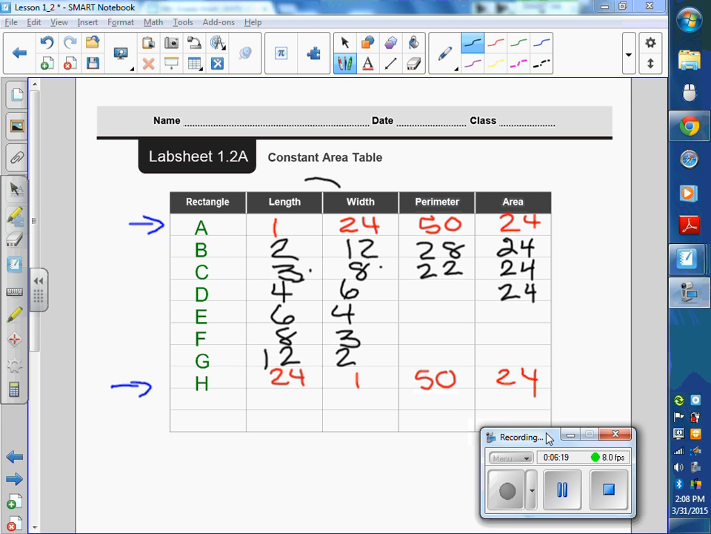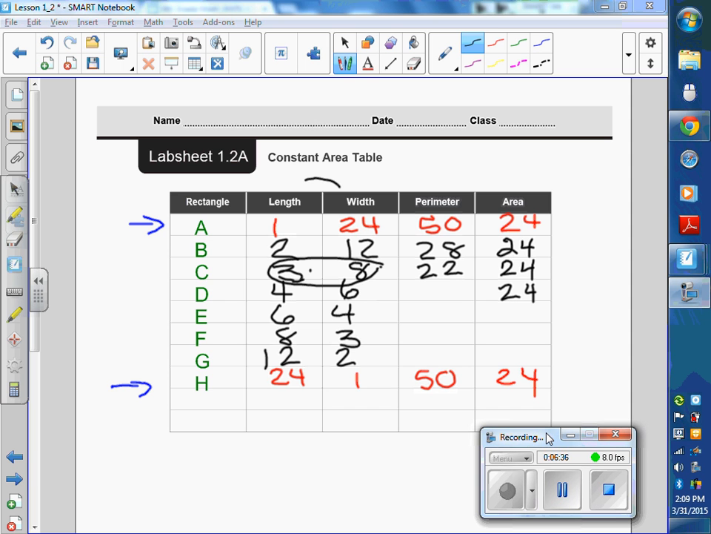Does anybody have a different way? That works nicely, Roman. Anybody have a different way? I do it differently. I just add these two and double. So you could double either way.